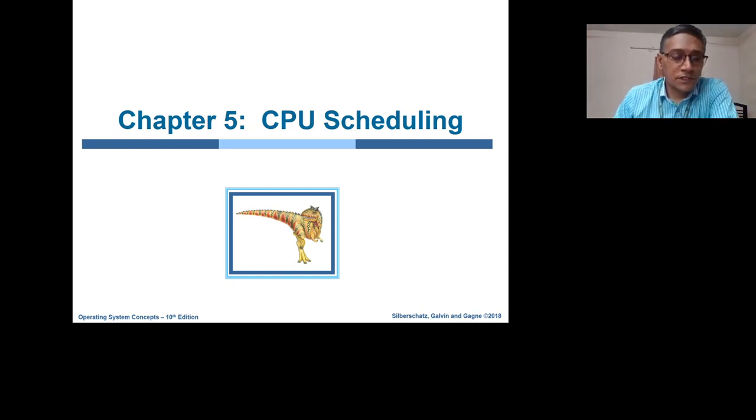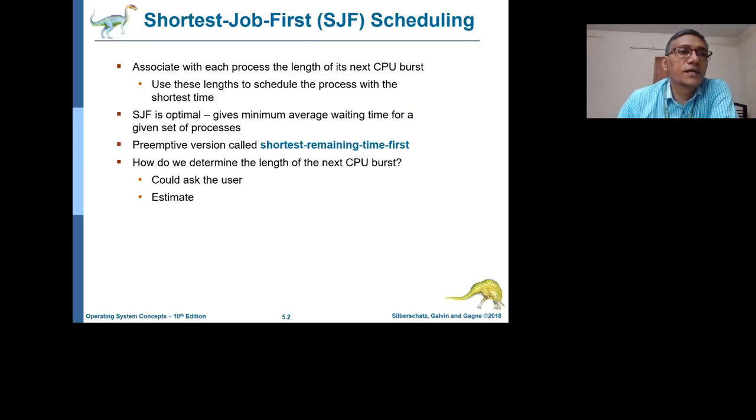Hello and welcome to the sequence of lectures on operating systems. In today's lecture, we will continue our discussion on CPU scheduling. Particularly, we will go for shortest job first scheduling algorithms. In the previous video lectures, we learned about the FCFS scheduling algorithm. Today, we will concentrate on shortest job first, priority, and round robin scheduling algorithms in this lecture.